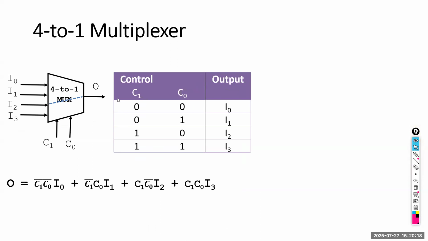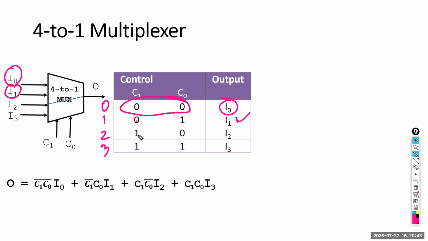You can draw the truth table in this way, right? So you can see when both are 0, your output is I0. When this is 0, this is 1. This is like base 10: 0, 1, 2, 3. When 0 1, I1 is your output.